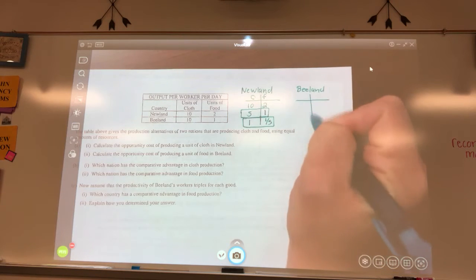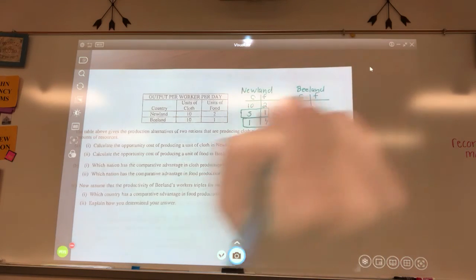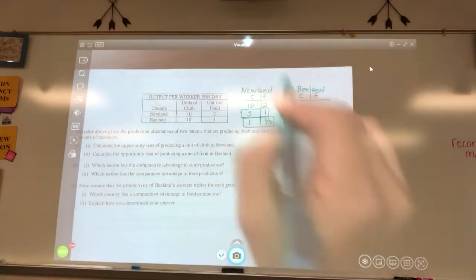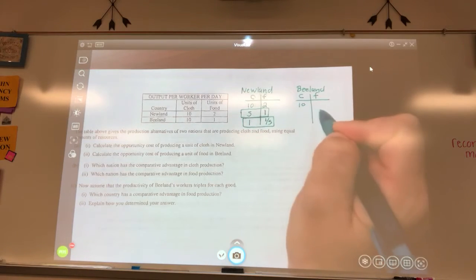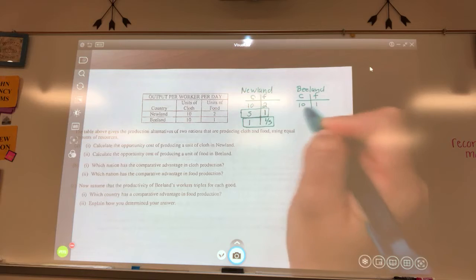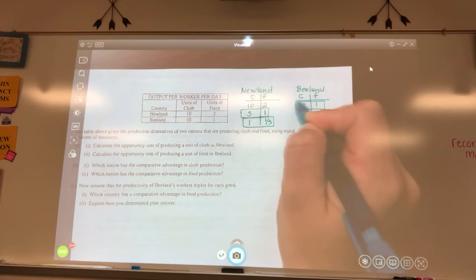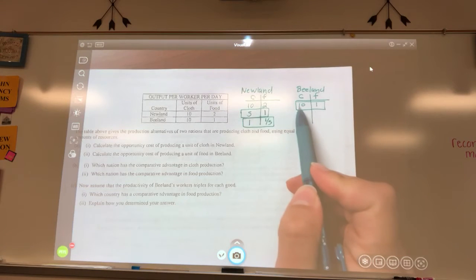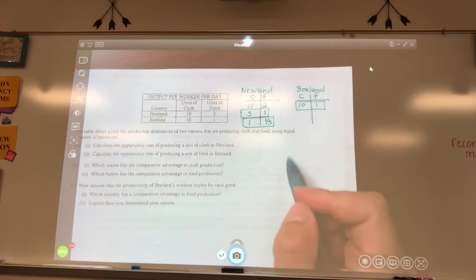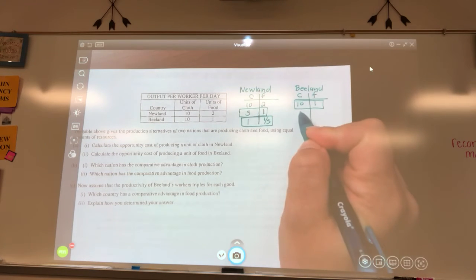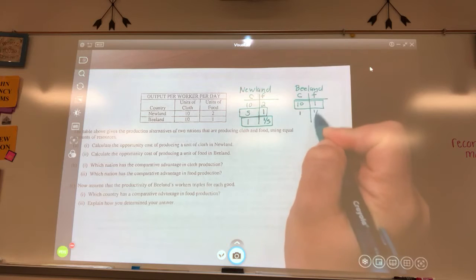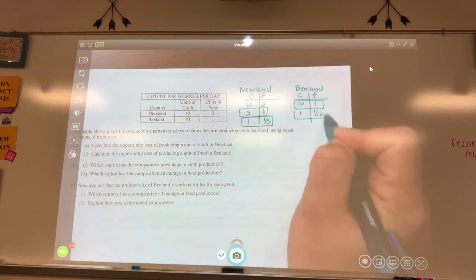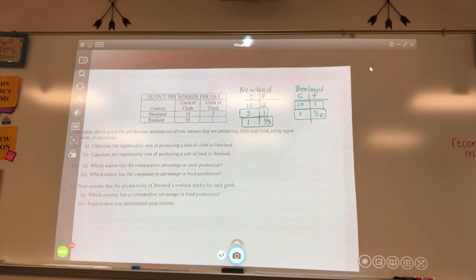I'm going to do cloth and food. How much cloth can Beeland do? 10. How much food? Oh, great. They've given me, haven't they already given me one of my opportunity costs per every unit of food? They give up 10 units of cloth. So now what do I need to do? Divide by 10. So 10 divided by 10 gives me 1. Per every unit of cloth, they give up 1/10 of a unit of food.